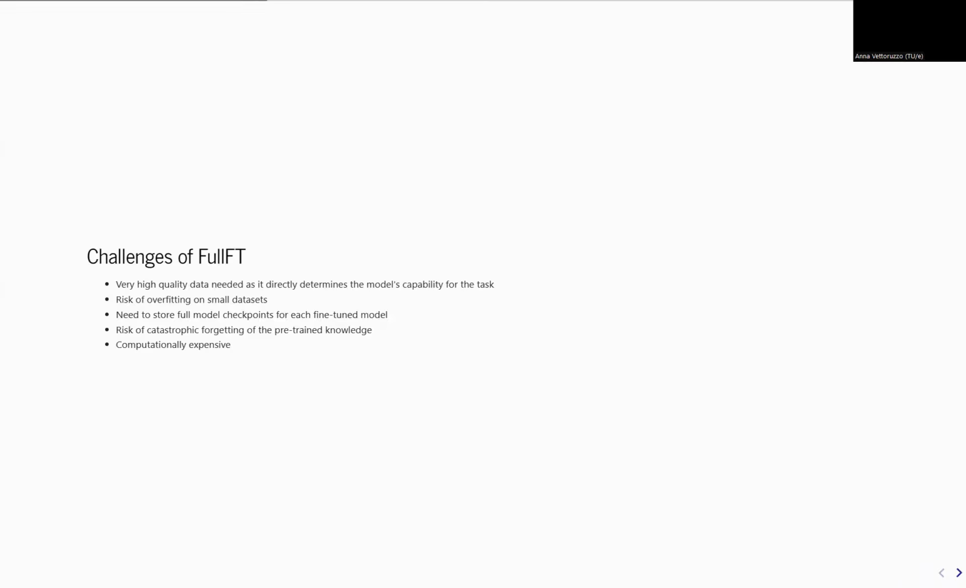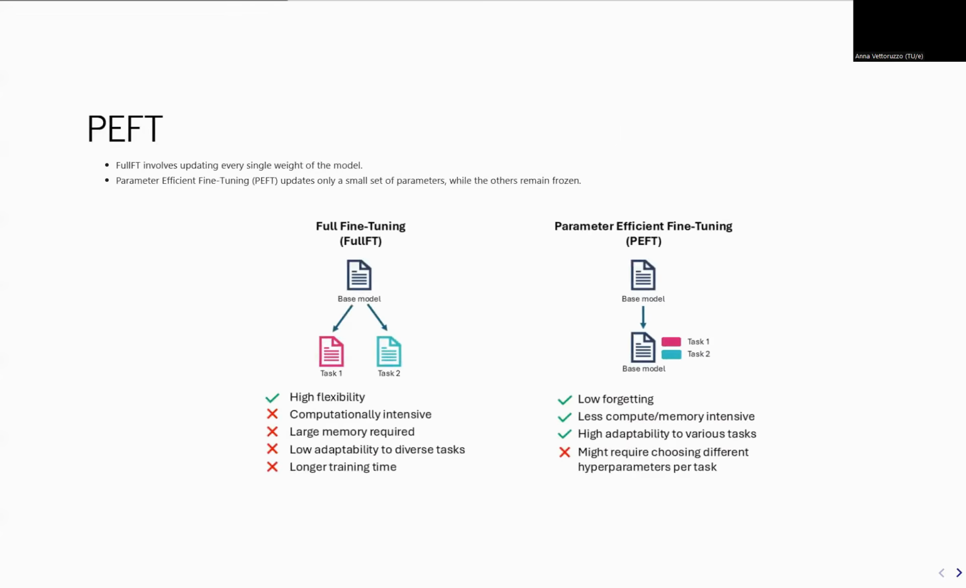Exactly, because you are updating each weight inside this huge model. So how can we solve this? The answer is we can apply different techniques. Instead of updating each single weight in this huge model, we can use techniques called parameter efficient fine-tuning, where we update only a small set of parameters while the others remain frozen.